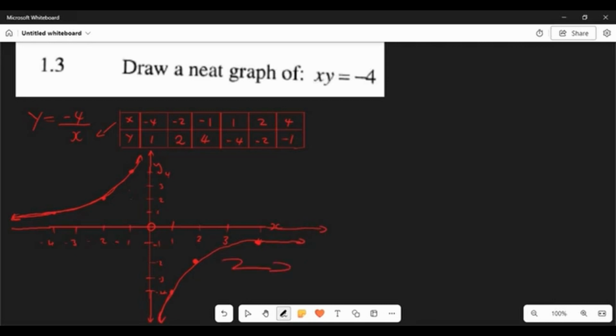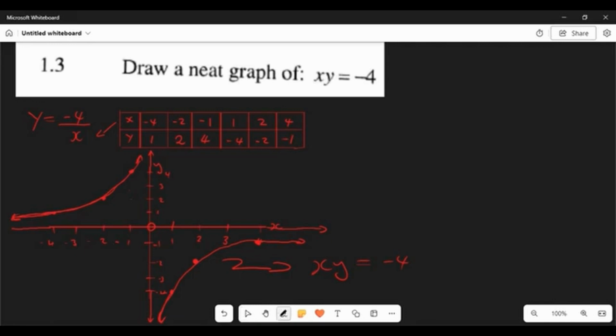Basically, this is what you are supposed to do when you draw this graph. Use the table, guys, to draw this graph. So this is how you draw the hyperbola. I hope you managed to understand this. Really, it was not that difficult. All you needed to do is to draw the table. Just make sure that you have at least 6 values or 6 points, and then you draw 3 this side, you draw 3 on the other side.